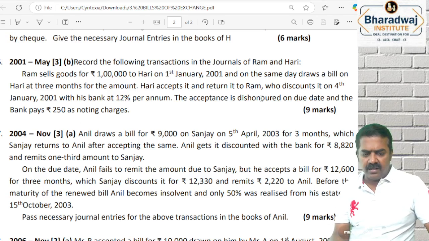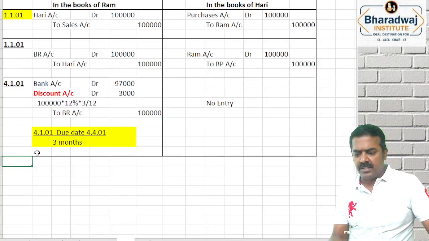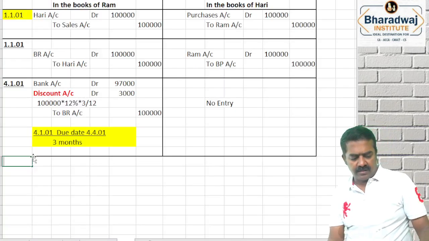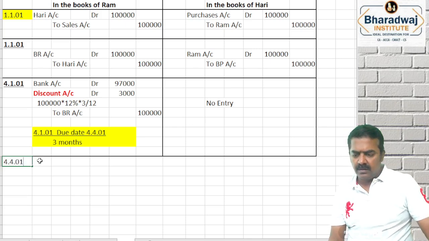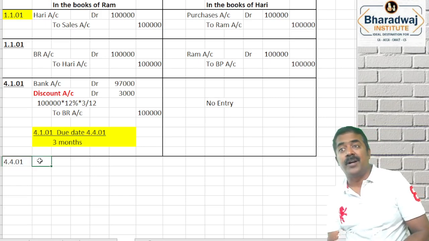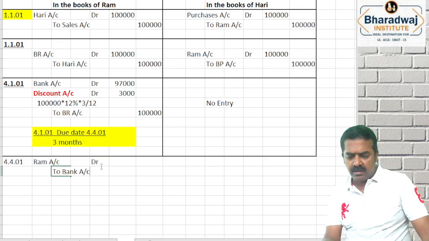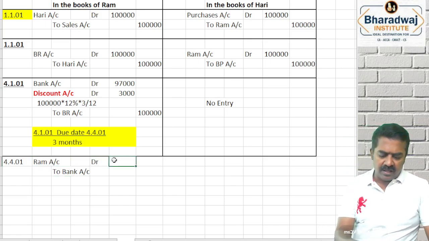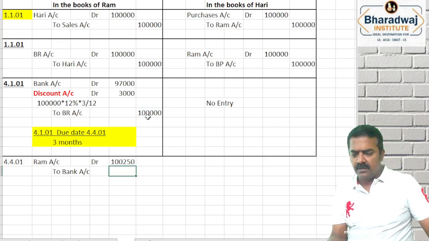On the due date, the acceptance is dishonored. The bank pays 250 as noting charges. This will be on 4/4/2001. What entry will we pass? Debtors account debtor to bank account. Who is the debtor? Ram account debtor to bank account. This will be bill value plus noting charges.